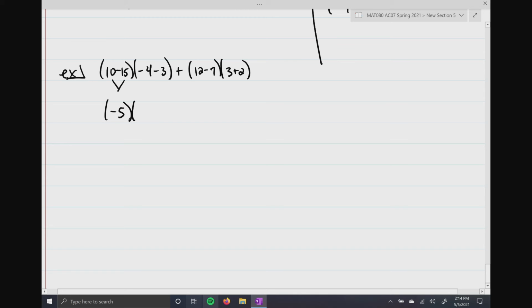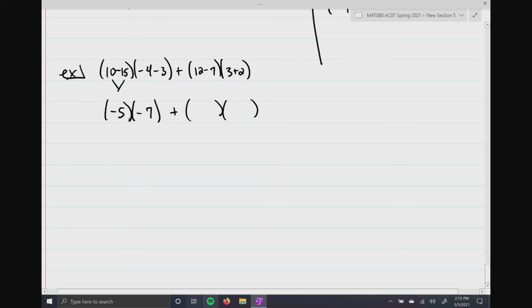The -4 minus 3 is -7. And if you noticed, I kept them in parentheses. The reason why I did that is because if you go back and read the original problem, the quantity of 10 minus 15 and the quantity of -4 minus 3, those two quantities, whatever they happen to be, are being multiplied. So by preserving the parentheses, I'm still showing multiplication.